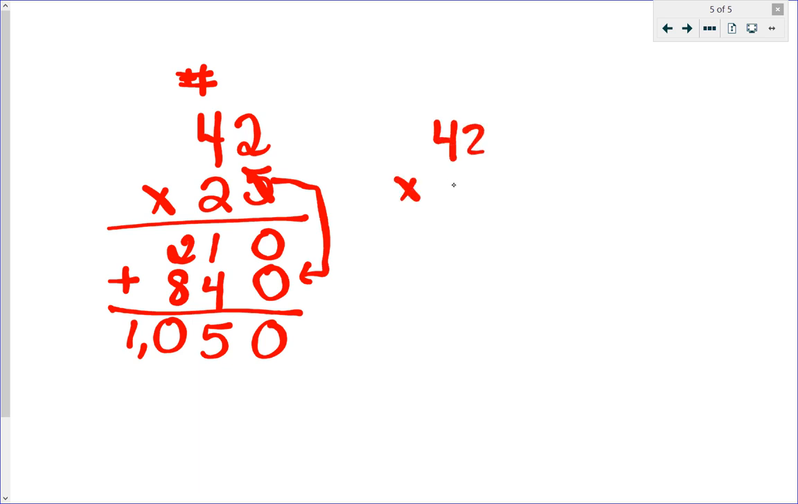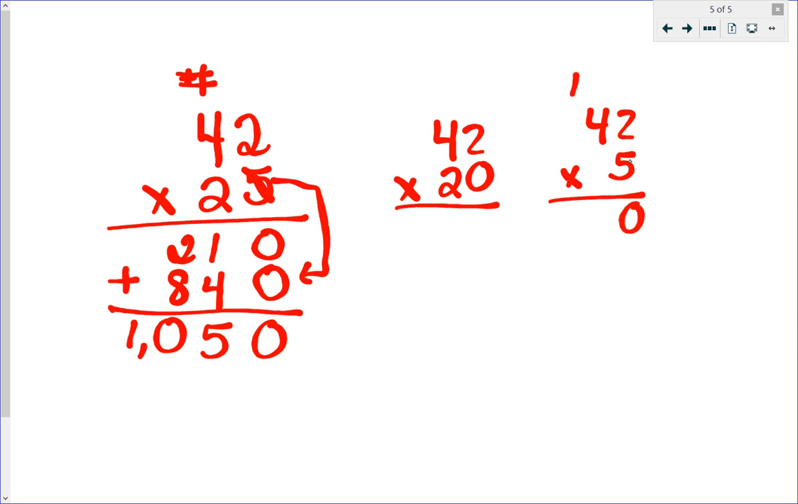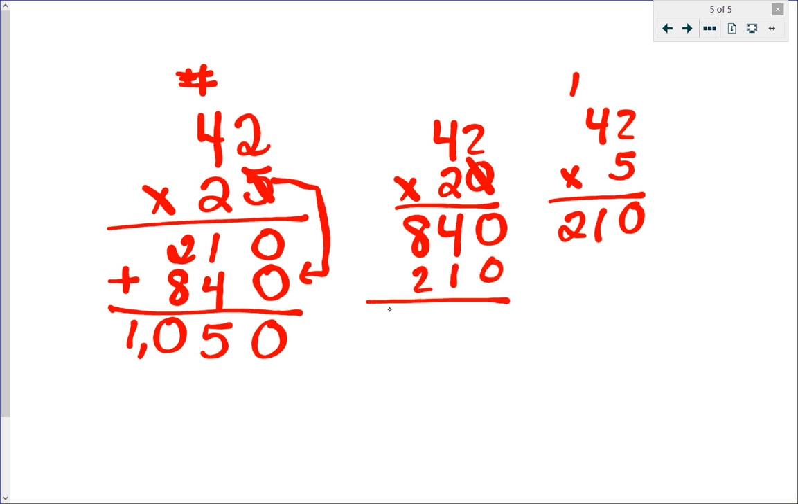42 times, break apart into 20 plus, 42 times 5. 42 times 5, 5 and 2 is 10, carry my 1. 20 plus 1 is 21. 0 is going to be broken off like that. 2 and 2 is 4. 2 and 4 is 8. So we're going to add those together. And we get 1,050.